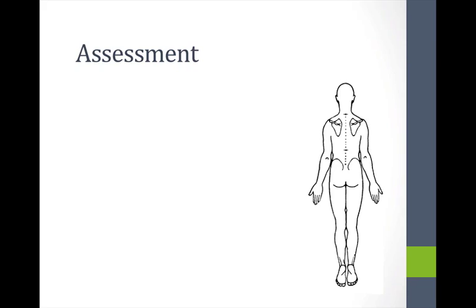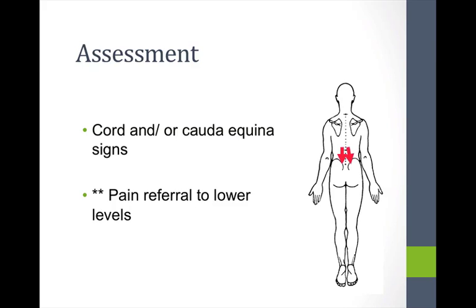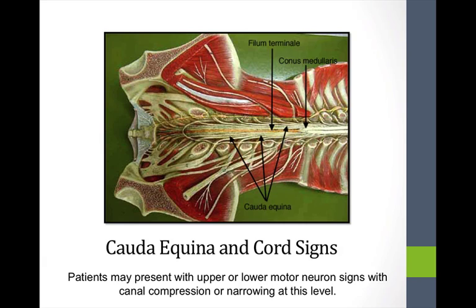In our assessment of the thoracolumbar junction, we must be certain to clear for any red flags. This would include any cord and/or cauda equina signs and/or symptoms. We also must be aware, as noted on the previous slide, of the referral patterns from the thoracolumbar junction, as is noted here. The spinal cord terminates around the level of the first lumbar vertebra. Patients may present with upper or lower motor neuron signs with canal compression or narrowing at this level. Cauda equina signs and symptoms must also be considered.